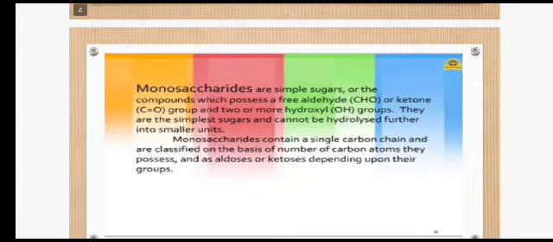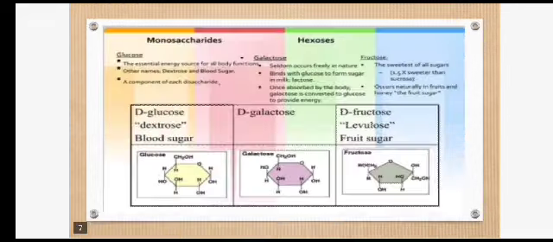What is a monosaccharide? Monosaccharides are the simple sugars, or the compounds which possess a free aldehyde (CHO) or ketone (C=O) group and two or more hydroxyl (OH) groups. They are the simplest sugars and cannot be hydrolyzed further into smaller units. Monosaccharides contain a single carbon chain and are classified on the basis of the number of carbon atoms they possess, as aldoses or ketoses depending upon their groups.